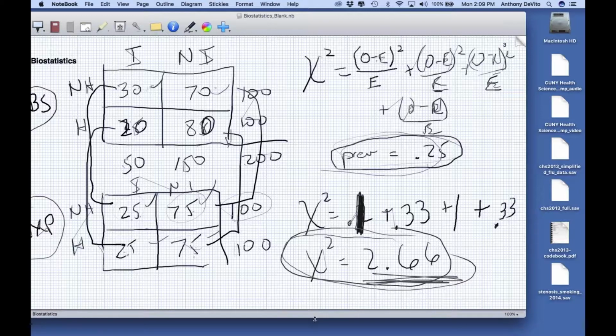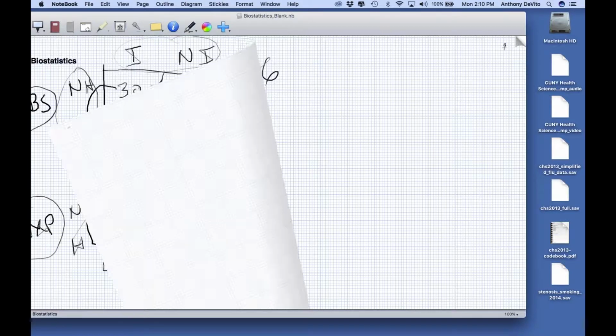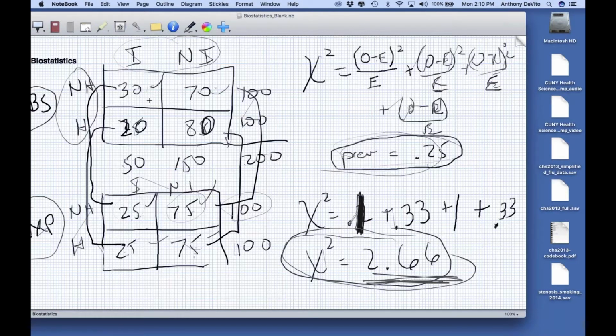So now how much is big enough for me to reject the null hypothesis, to say that there is an association between wearing a helmet and having an injury? How big does that number have to be? Well, we need a table to tell us that, like the t-table tells us the probabilities. There is a chi-square table. I'm going to carry this over. Chi-square is equal to 2.66. Okay, so now you can imagine that we could do this. What if we were doing this by ethnicity? Like this is one ethnicity, this is another ethnicity.